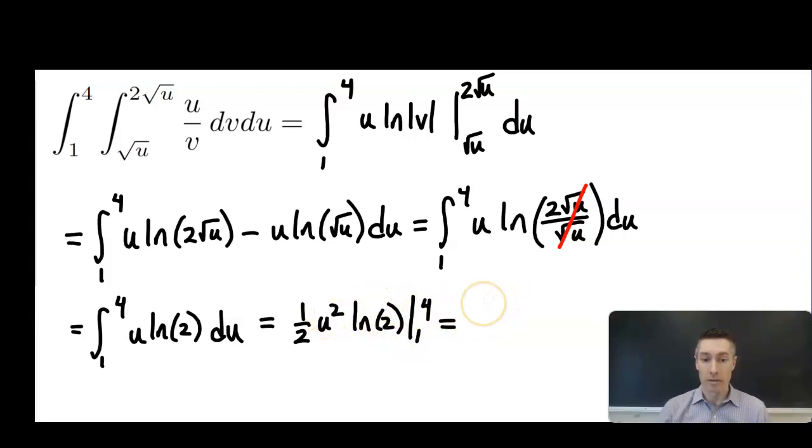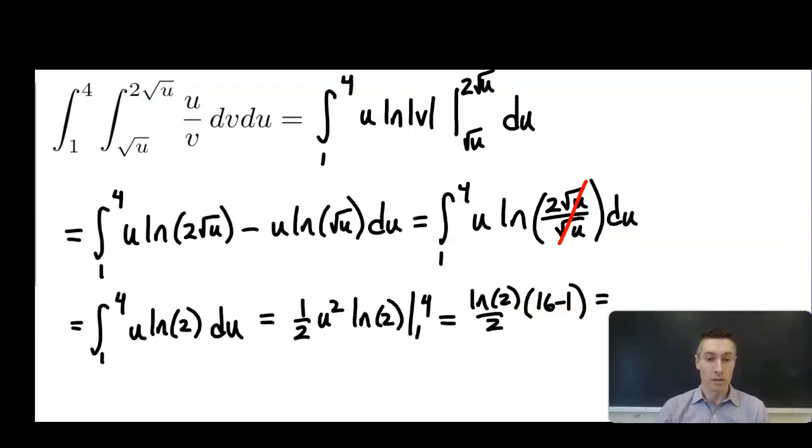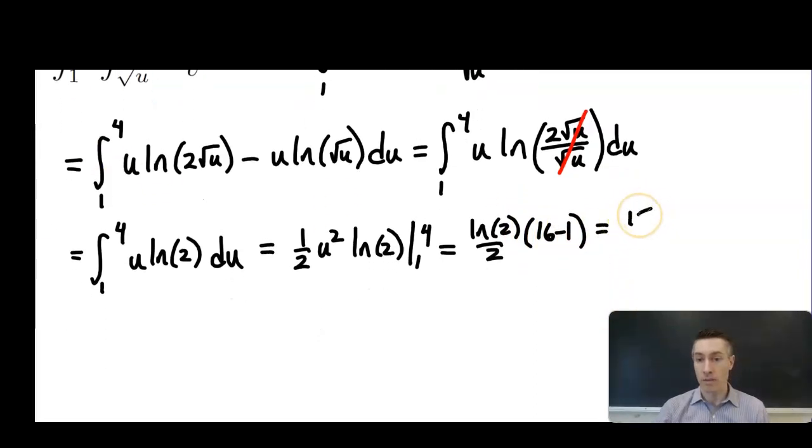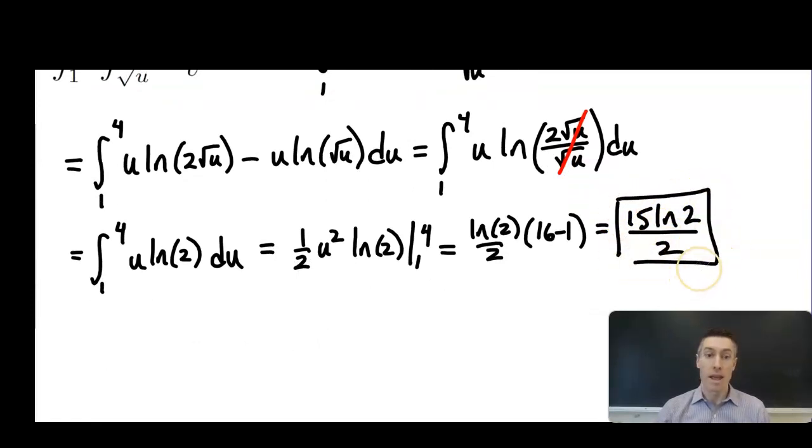So we'd have natural log of 2 over 2 times 16 minus 1. So that's going to be 15 natural log of 2 over 2. Right, and that was all down to that log rule simplification that helped us out with our integration. Okay, so that's what I want to take a look at in this particular example.